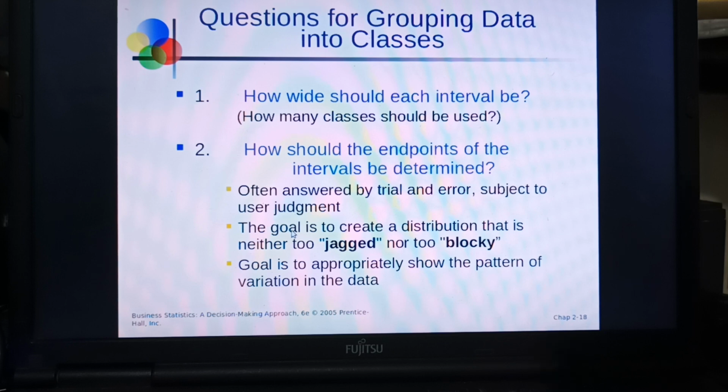Then the goal is to create a distribution that is neither too jagged nor too blocky. Blocky is fat, jagged is slim. The goal is to appropriately show the pattern of variation in the data.